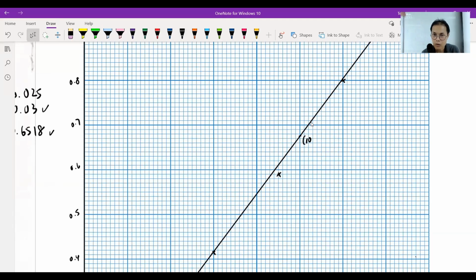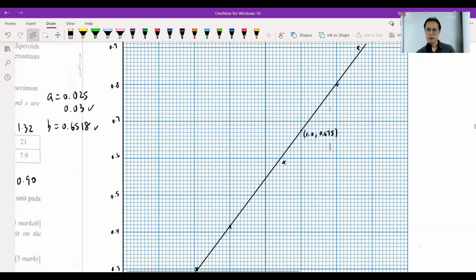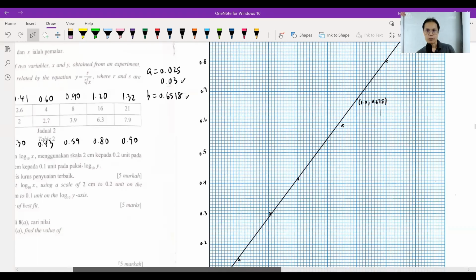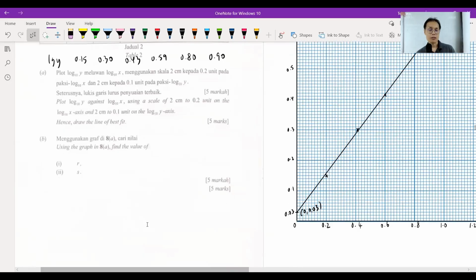At 10, it looks like here, this point. This is 1.0, and horizontally 5 boxes, right? You count 5 boxes, 1.0. And this one looks like 0.675. Yeah, 0.675. I think it's okay, right? So now let's go back to your graph, to your calculation. Now we need to find two things from the graph. You find the gradient and y-intercept, and then from that gradient and y-intercept, we find the value of r and s.